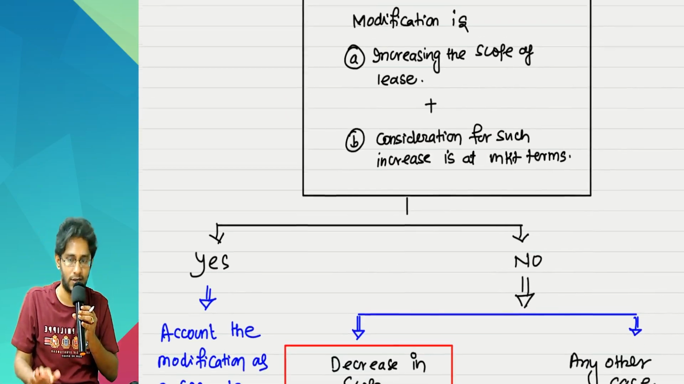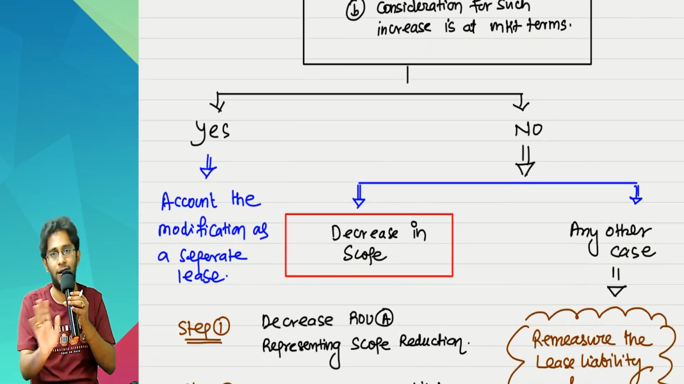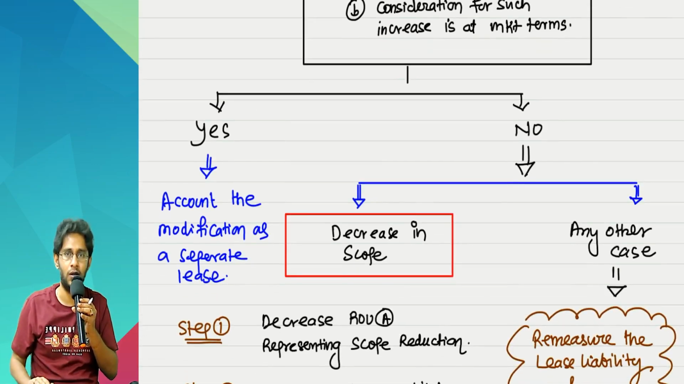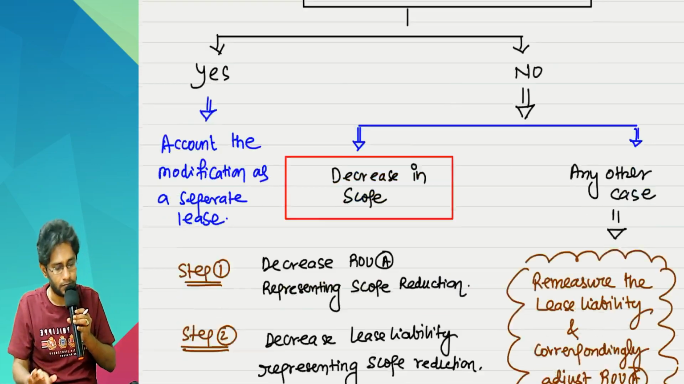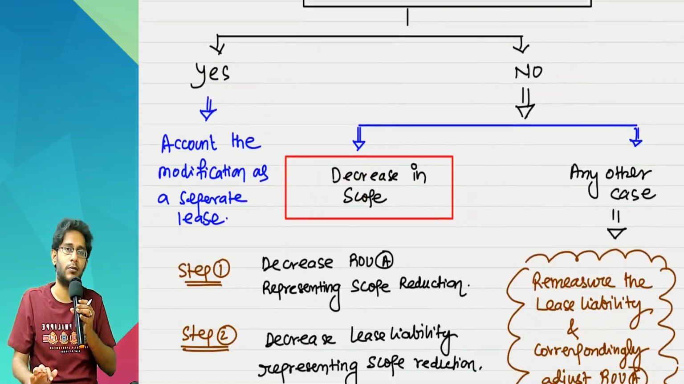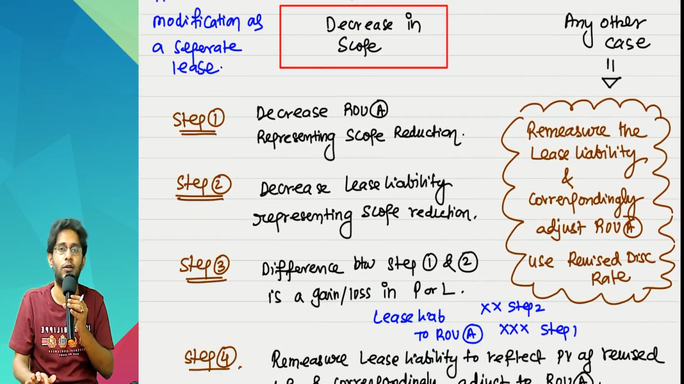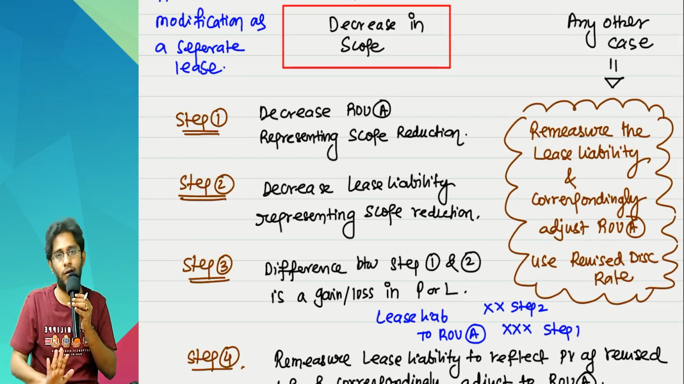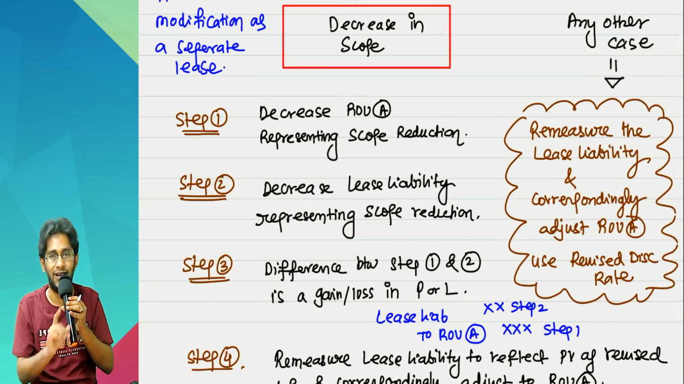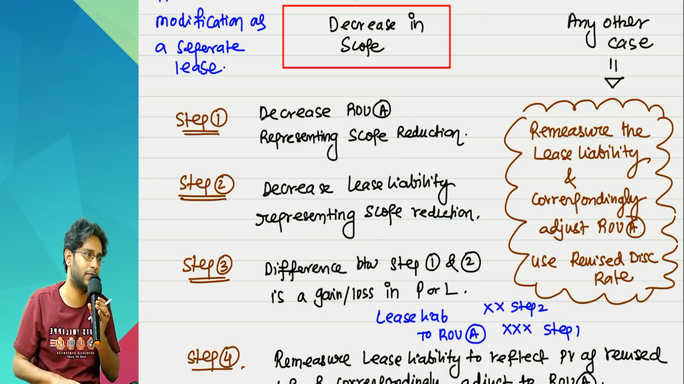If both the conditions are satisfied, separate lease. In that case, there is no modification only. Separate entry you will write happily. If both the conditions or one condition also is not satisfied, then I'll ask you, is it a decrease in the scope? If you say yes, step 1, 2, 3, 4 you have to apply. If you say no, then it is as good as you are doing a reassessment.